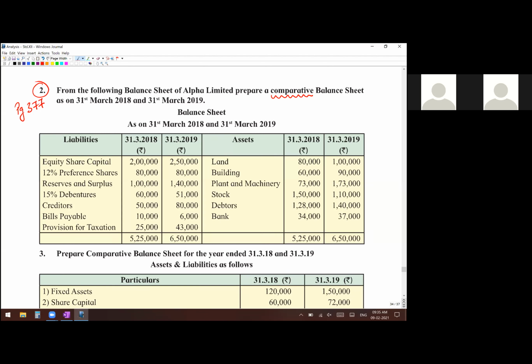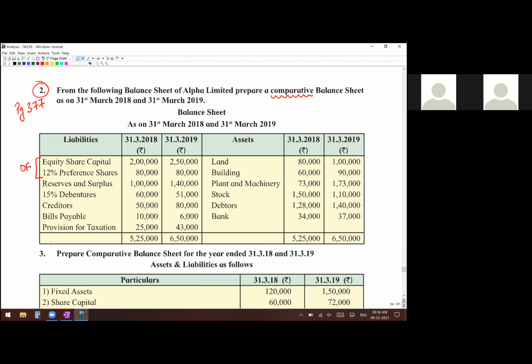Have a look at what is given on the liability side first. You have equity share capital, 12% preference shares. Both of these amounts will come under the head owners funds. You know that shares can be of two types, equity shares and preference shares, but both of these will come under the heading owners funds under sources of funds. Then the next, reserves and surplus.